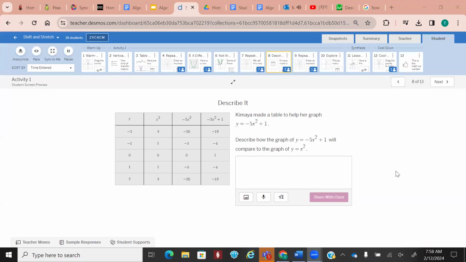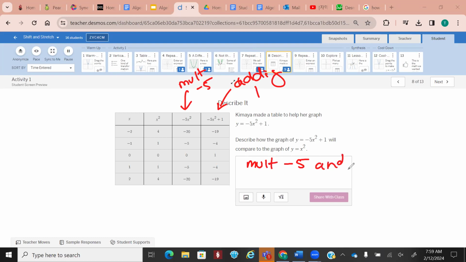Kamaya made a table to help her graph this equation. Describe how the graph will be compared to x squared. From here to here, we see that we're multiplying by negative 5. And then here, we're adding 1. So how would we describe it? We would say multiply by negative 5 and add 1.